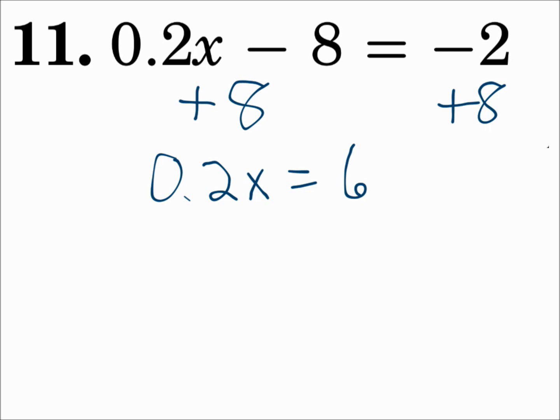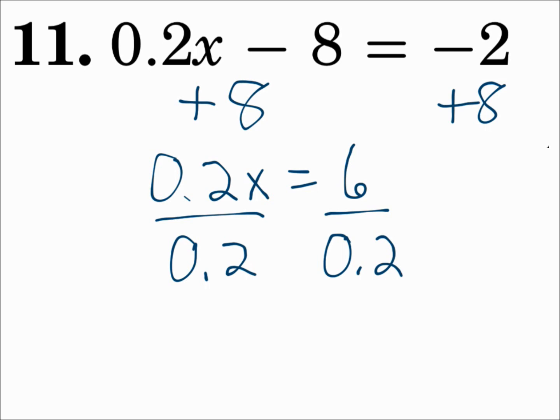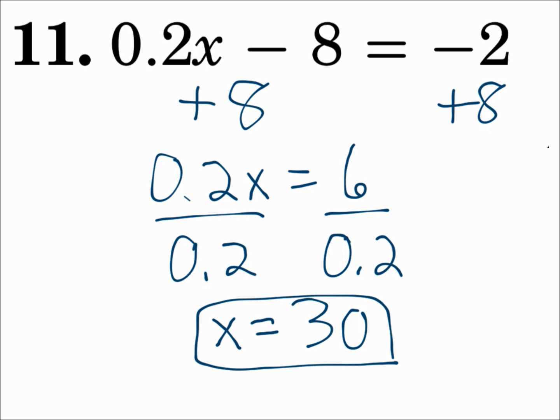Now multiply or divide. That's a 0.2 times x. Do the opposite and divide both sides by 0.2. The 0.2 cancels on the left, leaving x, and 6 divided by 0.2 is 30.